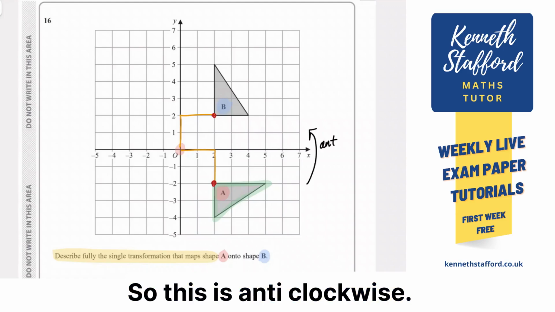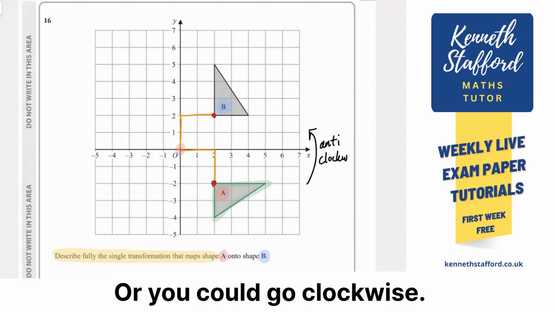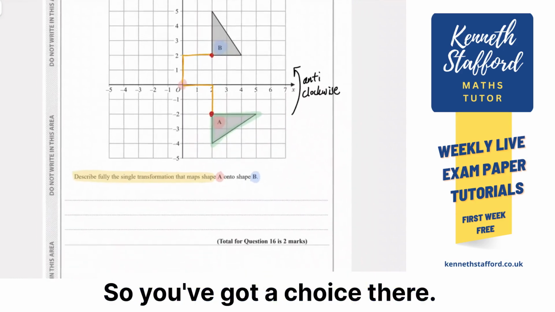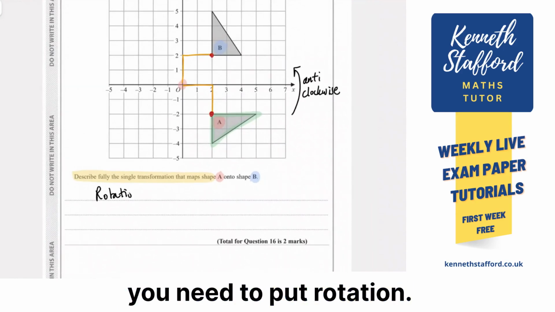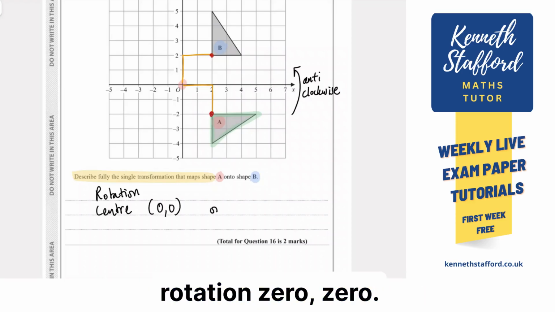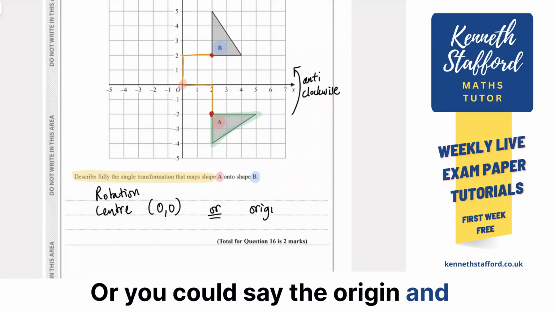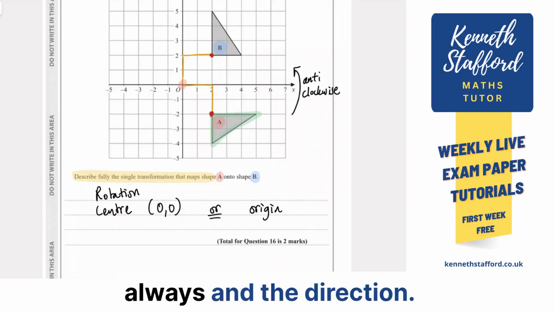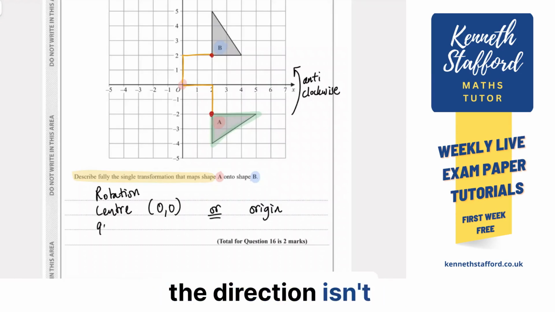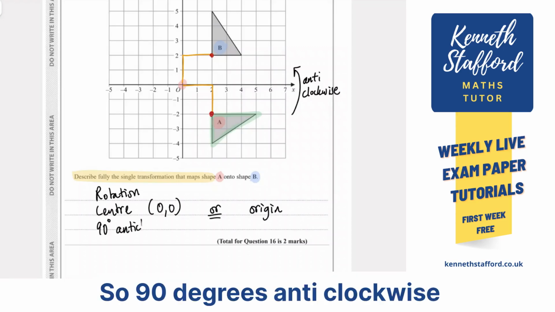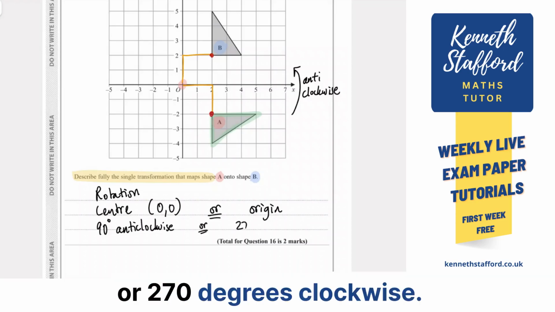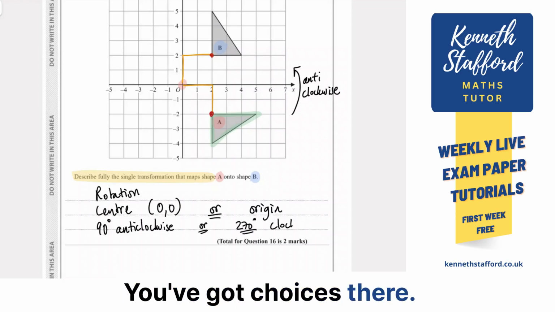So this is anti-clockwise. Or you could go clockwise. If you went clockwise, it would be 270 degrees. So you've got a choice there. But what you need to put is rotation. You need to give the center of rotation (0, 0), or you could say the origin. And you need to give the angle always and the direction. So if it was 180 degrees, which is a half turn, the direction isn't that important. So 90 degrees anti-clockwise or 270 degrees clockwise. You've got choices there.